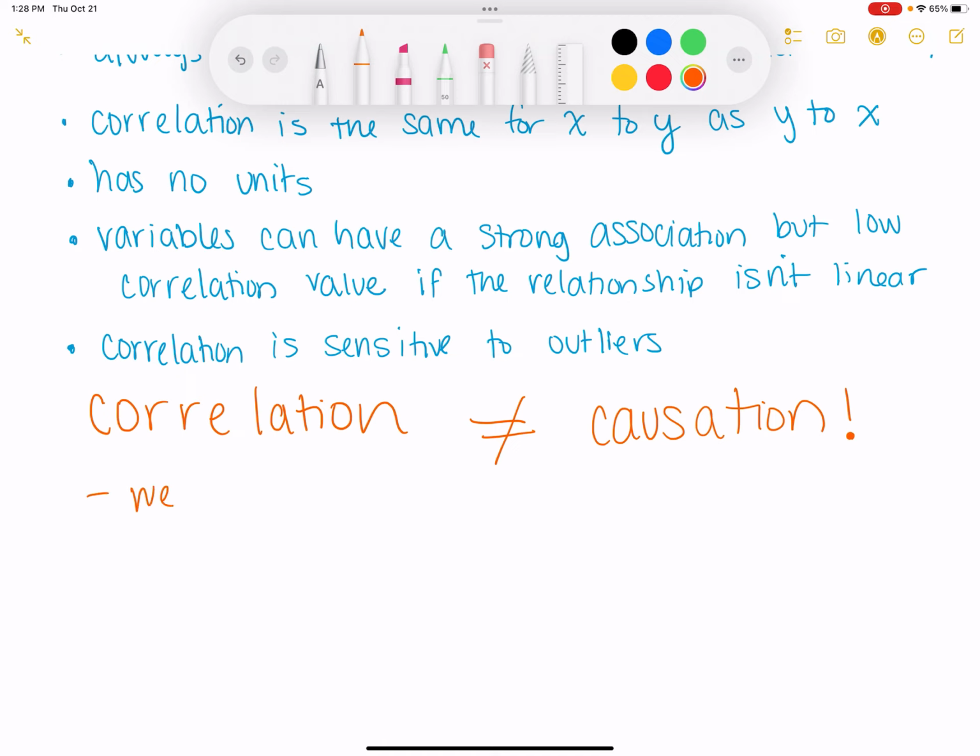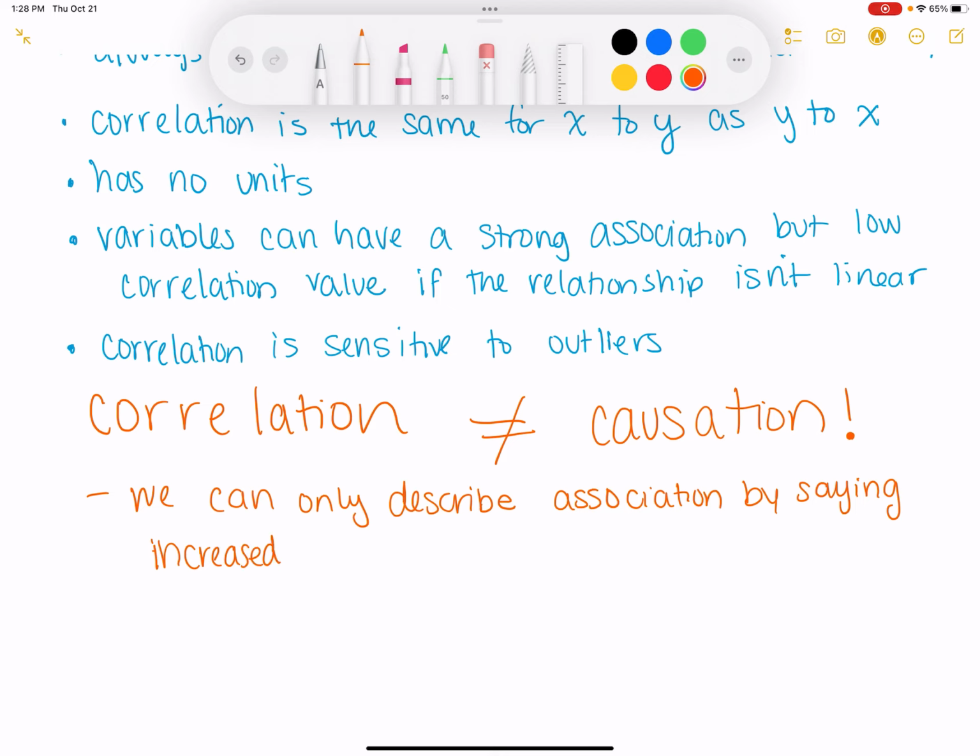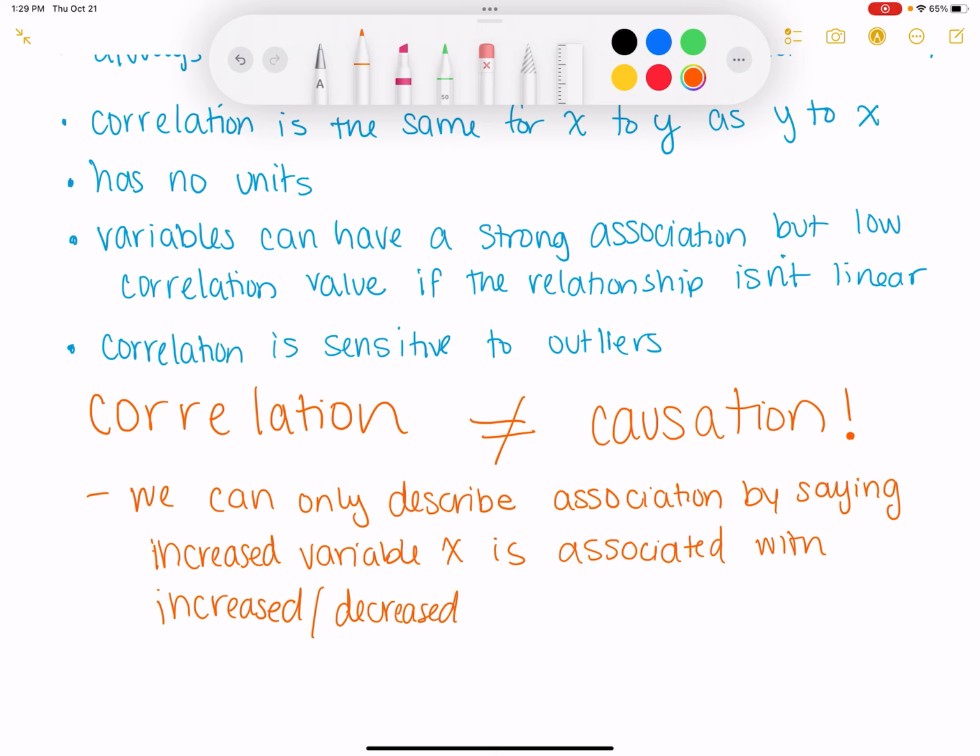Along the lines of that, we can only describe association by saying increased variable x is associated with increased or decreased variable y.